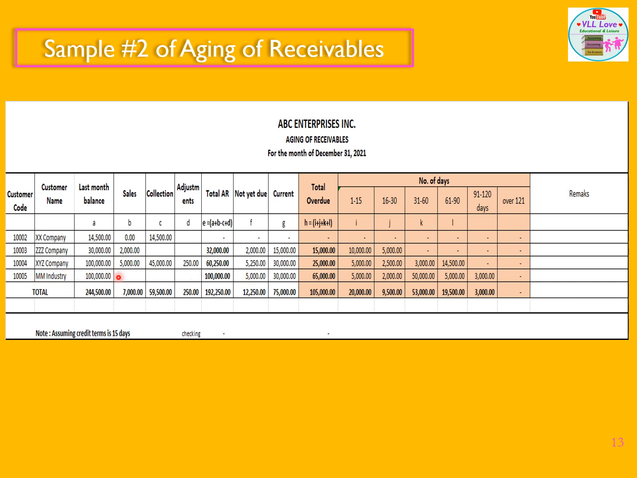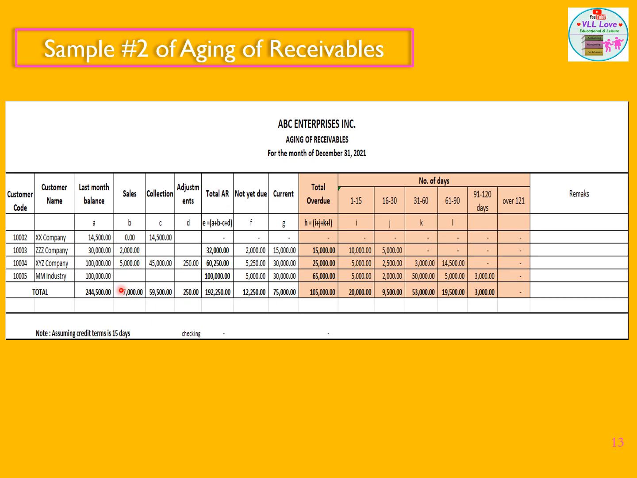For XYZ company, we have 100,000, 5,000 sales, collection of 45,000, adjustments of 250, and the total AR of XYZ company is 60,250, wherein 5,250 is not yet due, current is 30,000, and overdue is 25,000, 5,000 of which is 1 to 15 days overdue, 2,500 is 16 to 30 days overdue, 31 to 60 days overdue is 3,000, and 61 to 90 days overdue is 14,500. The last one is Industry.